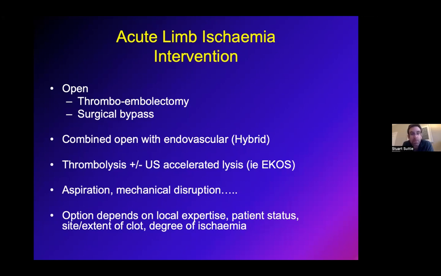Option depends on what your unit has expertise on, the patient's status, the site and the extent of the clot and what needs done, but also the degree of ischemia. What we mean by that is you might not consider a 6-hour thrombolysis period if there's profound ischemia and we need rapid clearance for limb salvage.